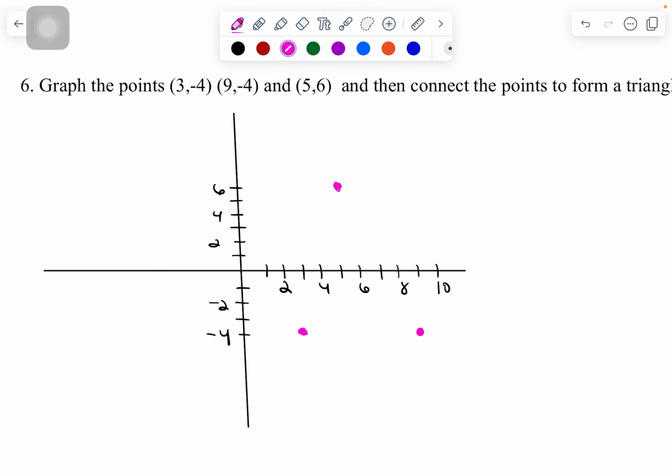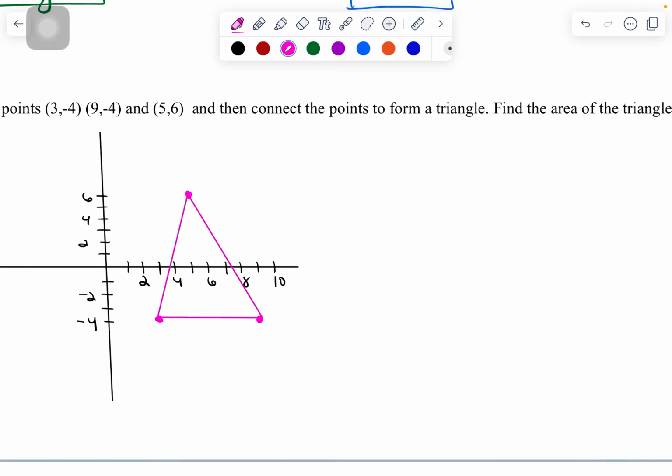Connect the points to form a triangle. All right, so connect here. That's one side of the triangle. Connect here, another side, and of course connect the bottom. Ta-da, I have a triangle. Okay, and find the area of the triangle.